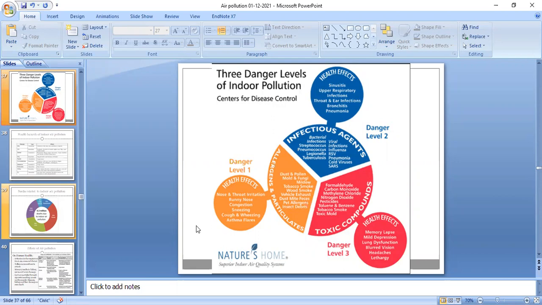Danger level 2 air pollutants are infectious agents, which include bacteria, fungi, and viruses that cause various health effects like sinusitis, upper respiratory tract infections, bronchitis, and pneumonia. Level 3, which is the most dangerous, comprises toxic compounds like formaldehyde, carbon monoxide, nitrogen dioxide, lead, mercury, and others. They cause serious health effects like memory lapse, mild depression, lung dysfunction, blurred vision, headaches, and lethargy.